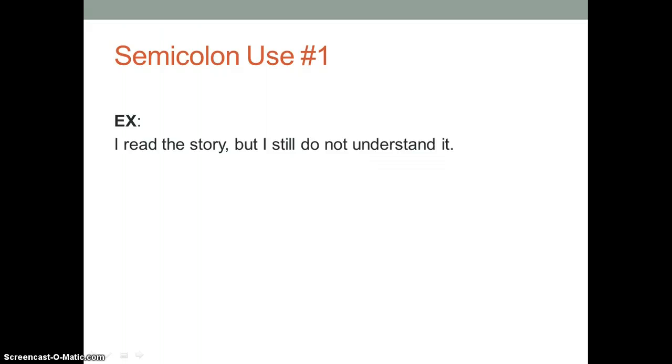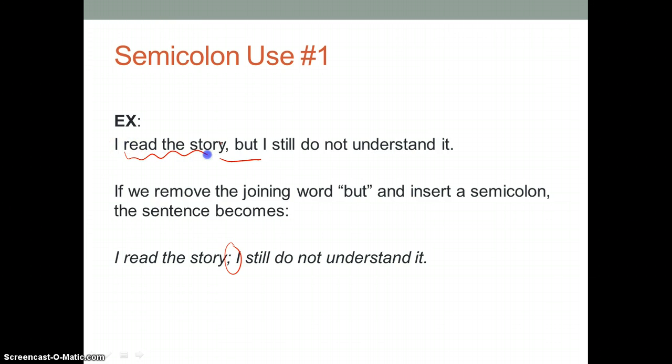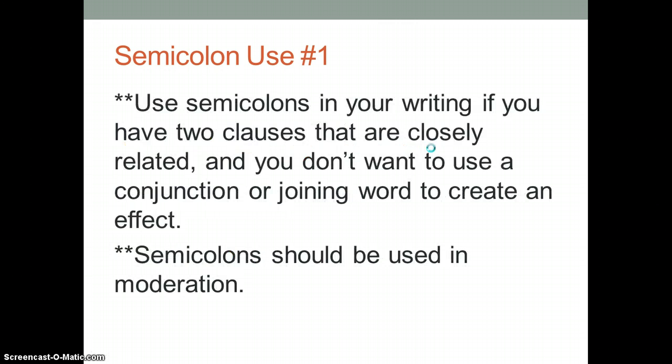Here's another example. "I read this story, but I still don't understand it." So a comma and conjunction works just fine, or we could remove the joining word "but" and insert a semicolon to create, "I read the story; I still do not understand it." So notice we just took these two independent clauses and simply joined them with another way to connect, which is a semicolon. So that's the first way that you can use semicolons.